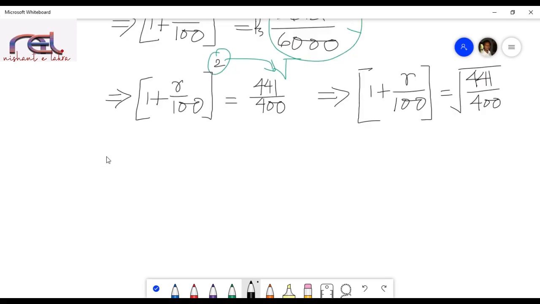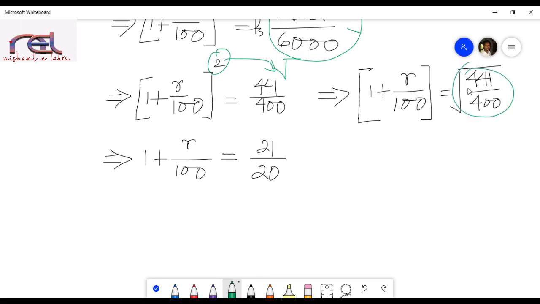And I hope you remember the square roots. We'll just write it down once again. The square root of 441 is 21 and the square root of 400 is 20. So this is what we get till now: 1 plus R by 100 is equal to 21 by 20, and I think you have understood till here. Now let me help you understand how we can solve it further.